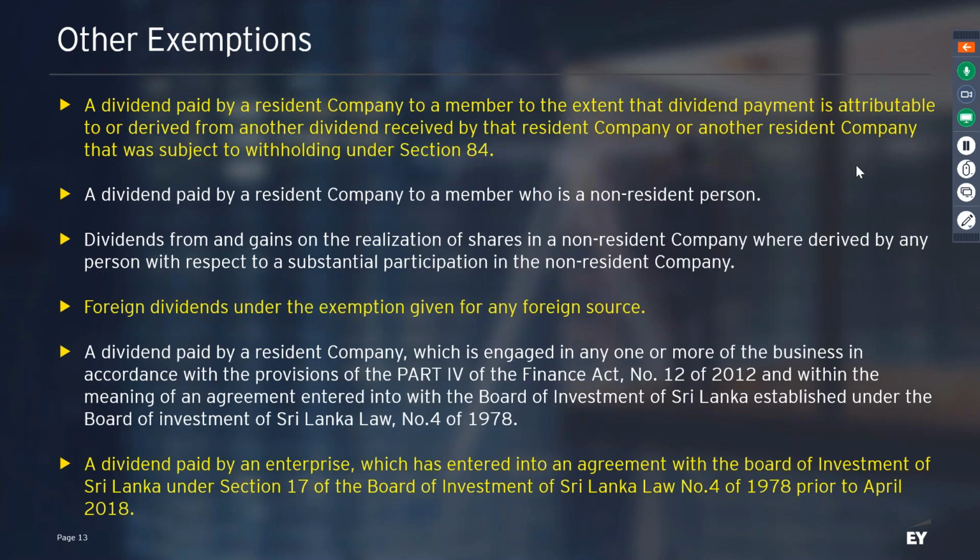I hope that is clear, Roshni. Are there any more questions? Okay, last question from the same participant.